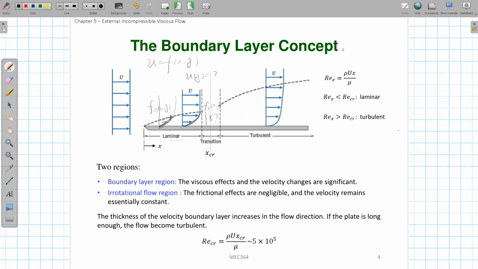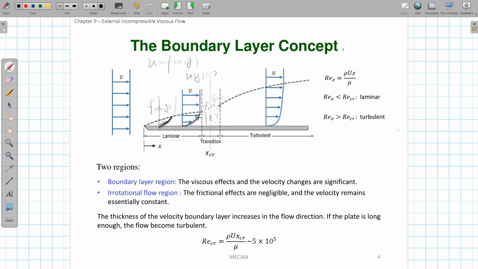Let's assume that their shape is maybe similar. This profile just looks like a scaled-up version of the other profile, and this scaling up is based on this delta x. So this is delta 1, this is delta 2, so this is thickness 1 and this is thickness 2. We can assume that the profiles of this u velocity are similar here. This is something we can assume.